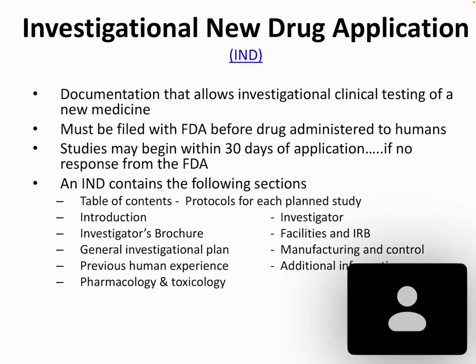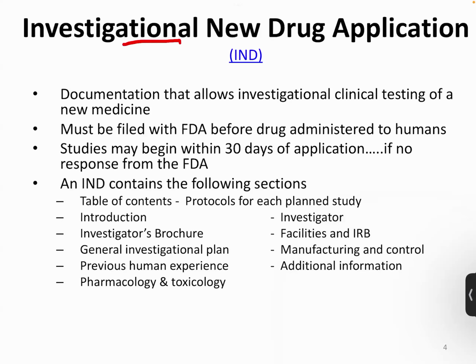So, the investigational new drug application. That is your IND application. This document allows the investigational clinical testing of a new medicine. It must be filed before you start any human study. What is the table of contents? This will have the introduction, investigator brochure, general investigational plan, and what are the previous human experiences?